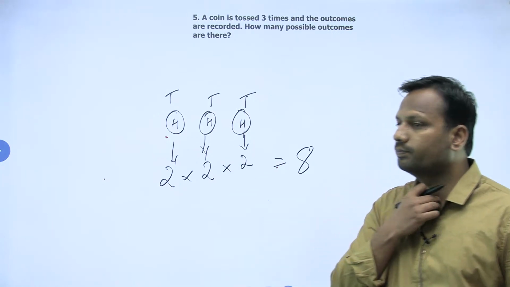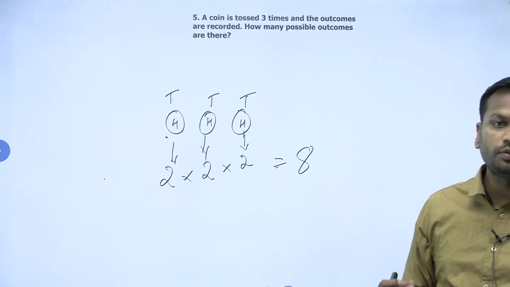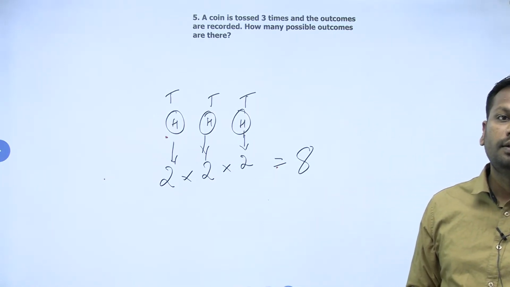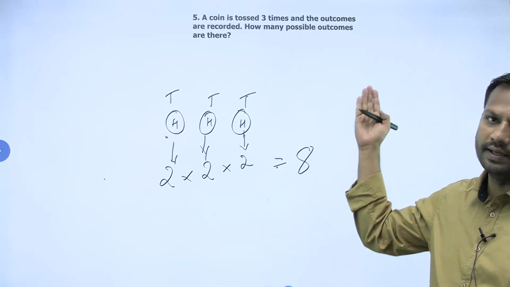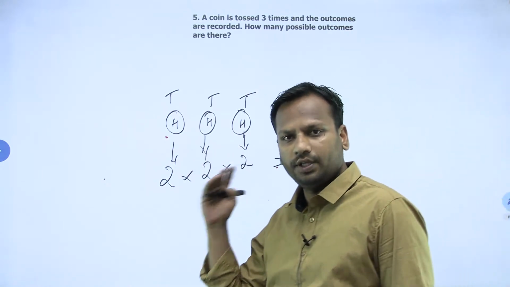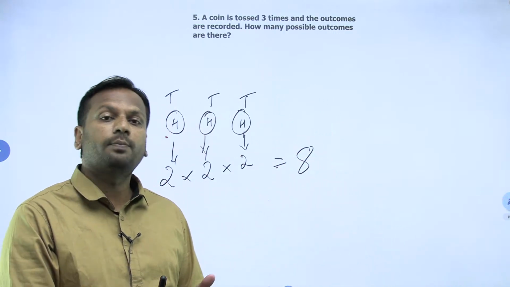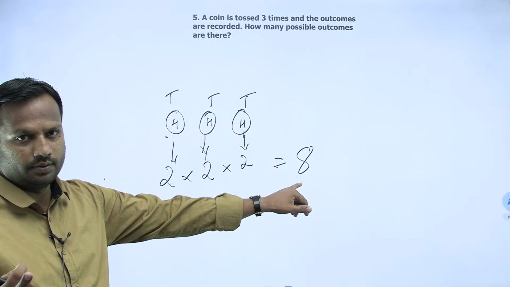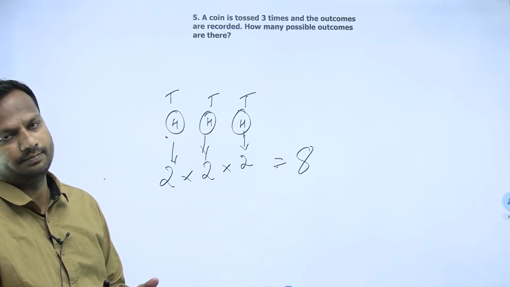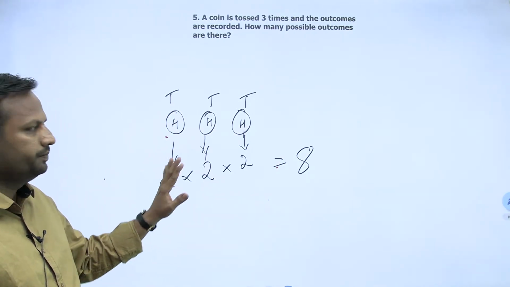You can see in the probability chapter also that when a coin is tossed 3 times, how many sample points does the sample space have? 8, right? You know that HHH, HHT, HTH. So totally 8 possible outcomes you can get when you toss a coin thrice. Total possibilities are how many? 8, right? Got it now?